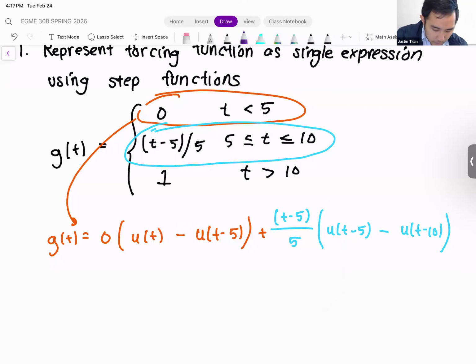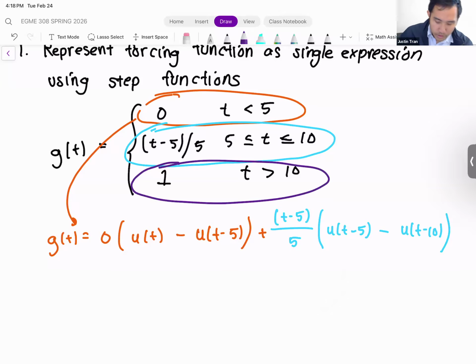All right, and then we have our final section here. So the final section, we're just turning it on. We're not turning it off. It's just going to be 1 for all eternity. So this one is we're going to add plus 1 times u of t minus 10. That's when we're turning it on. And we're not turning it off, so we don't have to subtract these things. Okay, good.